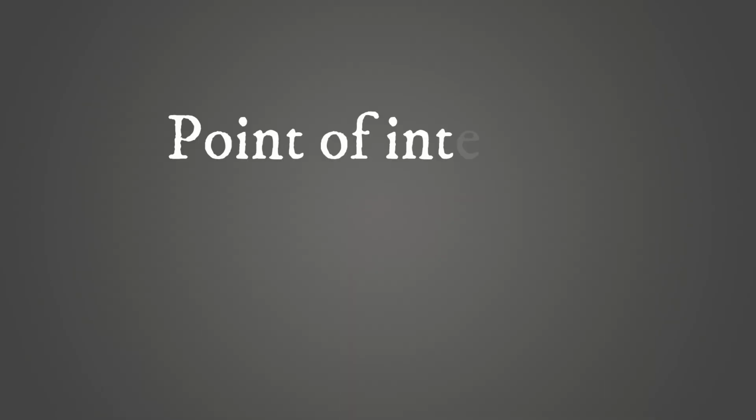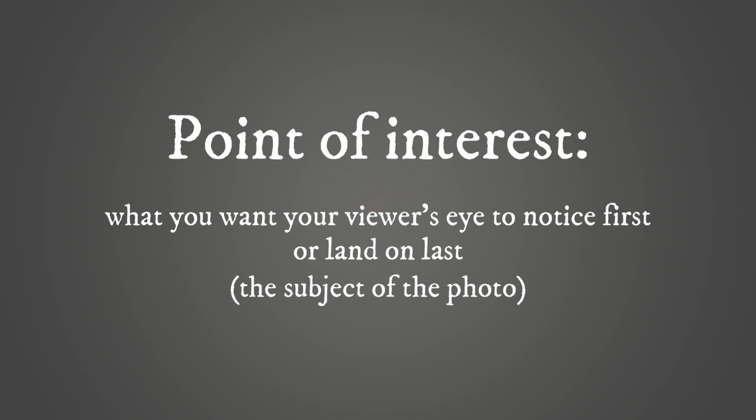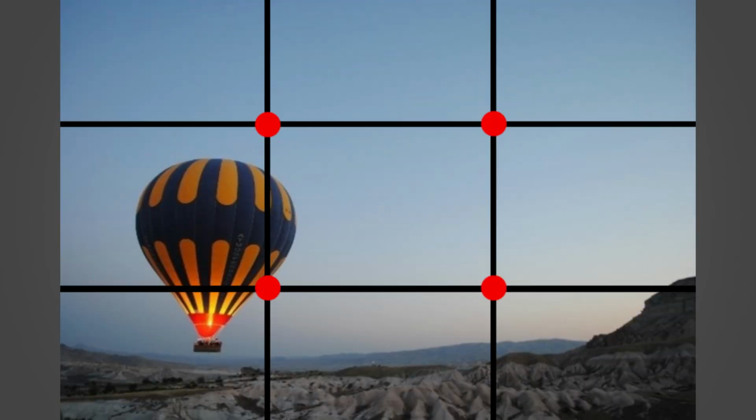Imagine dividing an image into thirds, with 2 horizontal lines and 2 vertical lines, so that you have 9 parts. You want to put your points of interest on one of the 4 places that the lines intersect, or on the lines themselves to balance your image. The viewer's eye naturally tends to be drawn to one of those spots, so if you put your points of interest there, it will be easier for your viewer to make sense of the photo. A point of interest is what you want your viewer's eye to notice first, or land on last, usually the subject of the photo.